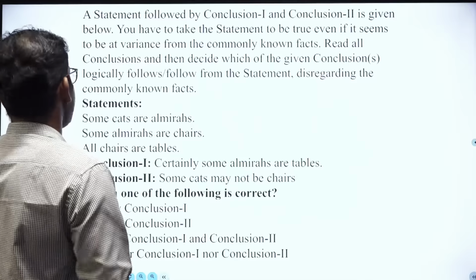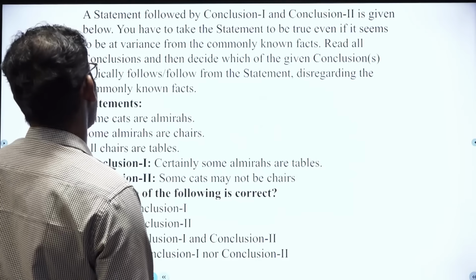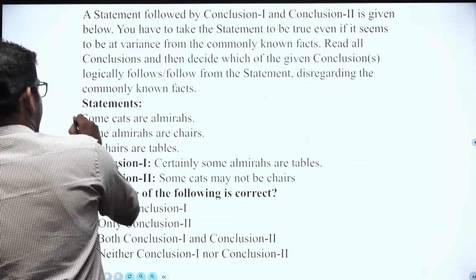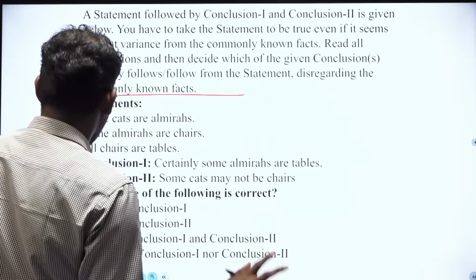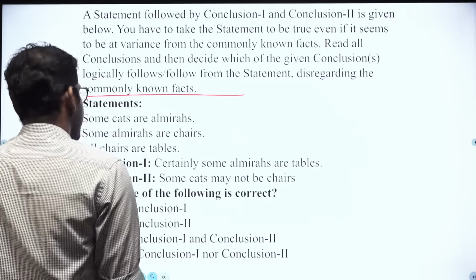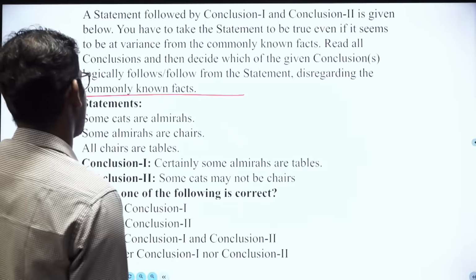Moving to next question. A statement followed by conclusion 1 and conclusion 2 is given below. You have to take the statement. Okay. Leave the story. We know what the question is actually about. There are 3 statements and 2 conclusions. Let us read the statements only. Some cats are almirahs. Some almirahs are chairs. All chairs are tables. Okay.